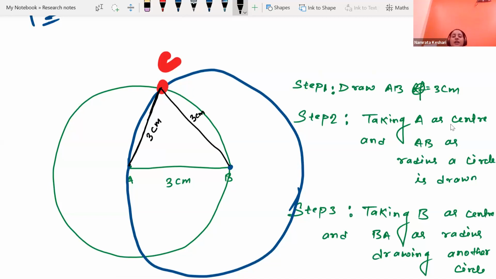Now, which postulate are we using? A circle can be drawn with any center and any radius, and that's what we are using over here. With any center, any radius, we keep on drawing circles, and we ended up getting our equilateral triangle with the help of postulate number 3. Yes or no?